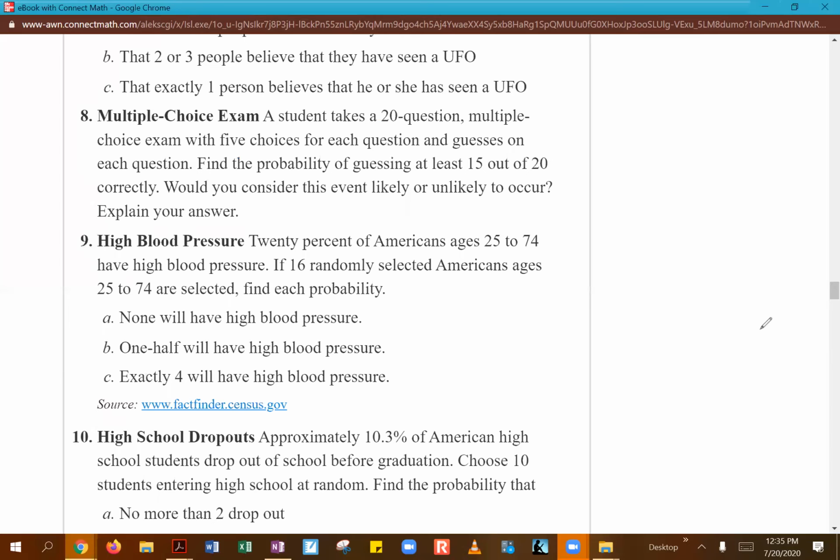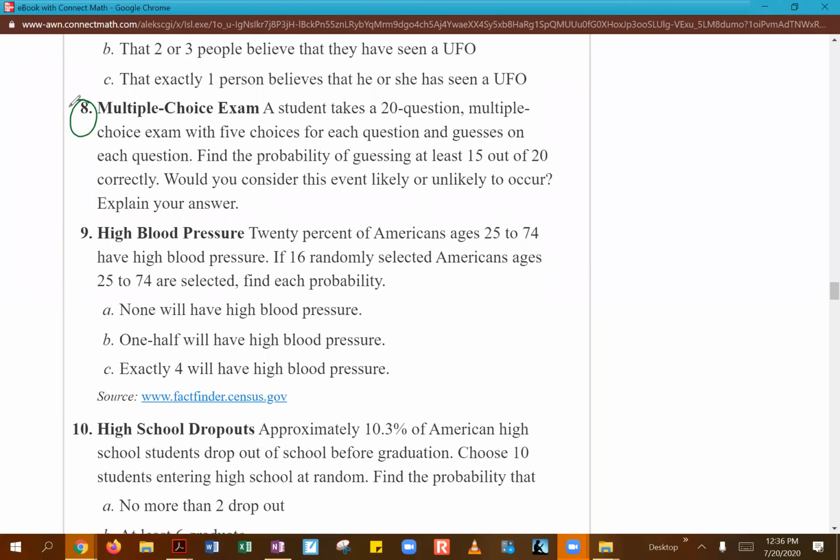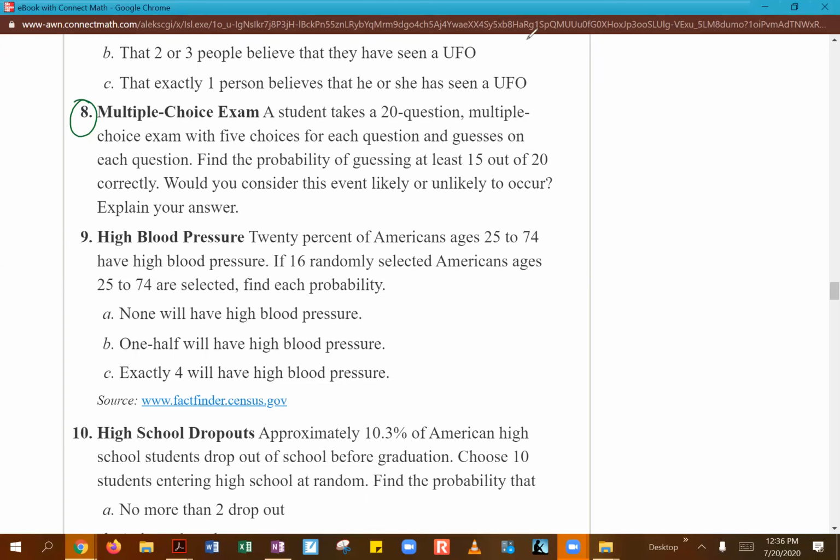So looking at number 8 over here, they are saying a student takes a 20-question multiple choice exam with 5 choices for each question and guesses on each question. What's the probability of guessing at least 15 out of 20 correctly? Would you consider this event likely or unlikely to occur, and explain your answer. So let's talk about how many total trials do we have in here.